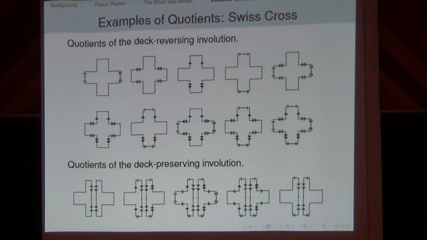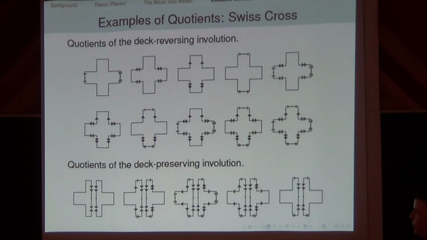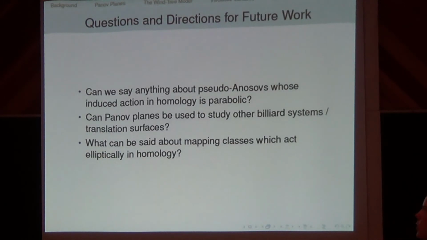And if you do this construction, where you try to construct all of these quotients that are tori, you get 15 different tori associated with this thing. 10 of them come from one of the involutions, 5 come from the other involution. Okay.